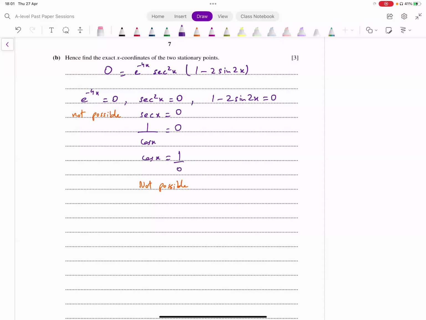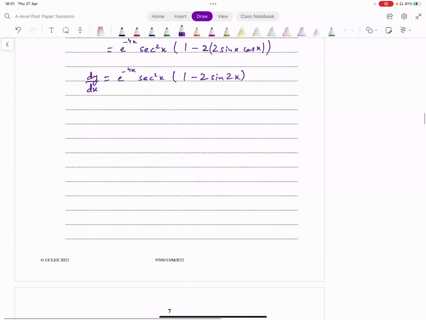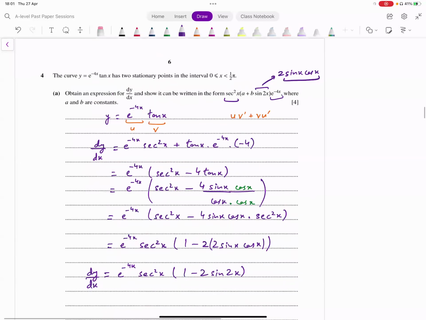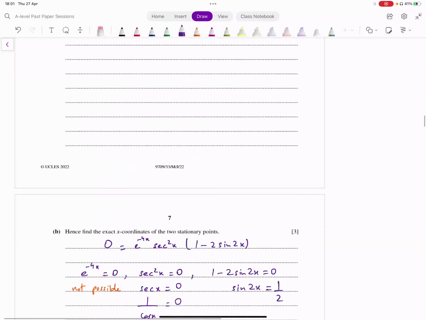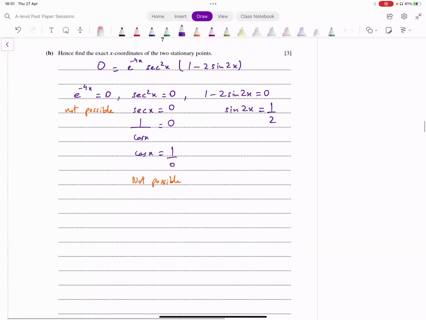This one now. What do we get from this? Take 1 to the other side and divide by 2. That gives us sin 2x equals 1 over 2. Right? अब इस equation को हमें solve करना है. Now let's look at the interval that we're given. The interval is from x equals 0 to x equals pi over 2. Pi over 2 included नहीं है, so interval is between 0 and pi over 2 like this.